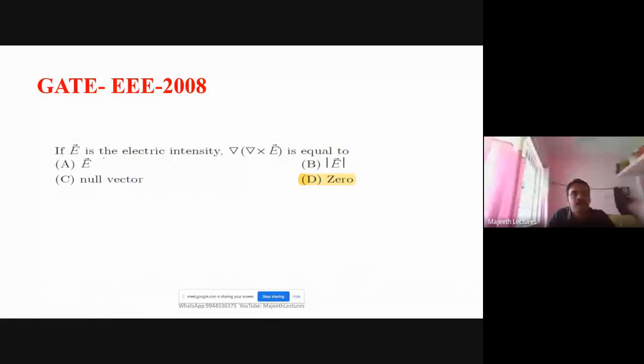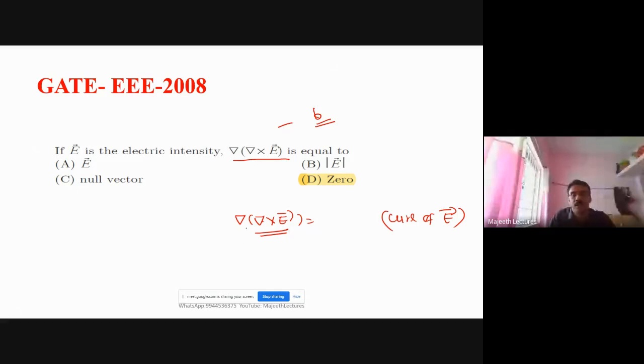This question you see: if E is the electric intensity, what is del cross E? If you do it in mathematics, it is a 6-mark question in M2. But here we should not take that much time. How can we find it? Very simply, del cross E is nothing but, as I told, del is a vector, right? So del cross E means it is the curl of E. That's how you remember it.